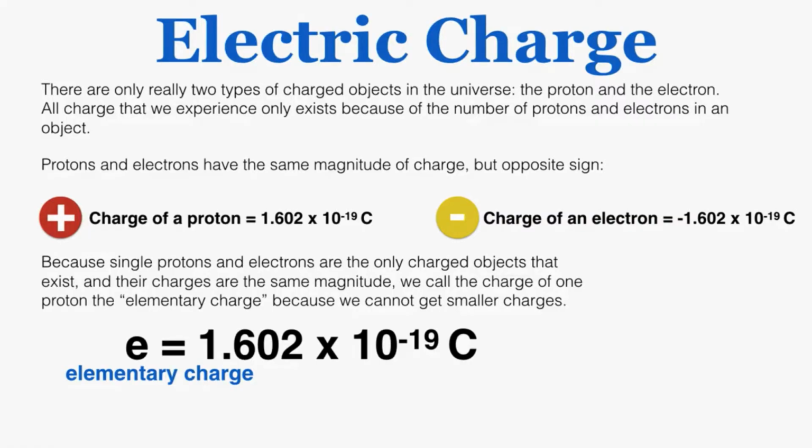Protons and electrons have the same magnitude of charge, but opposite sign. The charge of a proton is 1.602 times 10 to the negative 19th coulombs, and the charge of an electron is the exact same thing, but an electron has a negative charge. We call this basic number the elementary charge because you can't get any smaller than that. You can't really get a charge that's smaller than that because all charges come from protons and electrons, and there's nothing with a charge smaller than protons and electrons. So all charges really just come in different amounts of the elementary charge.